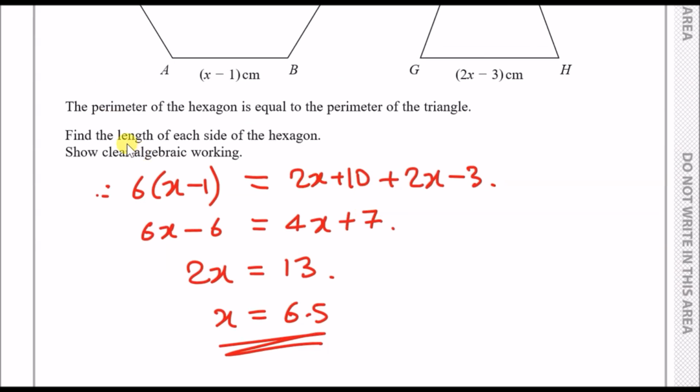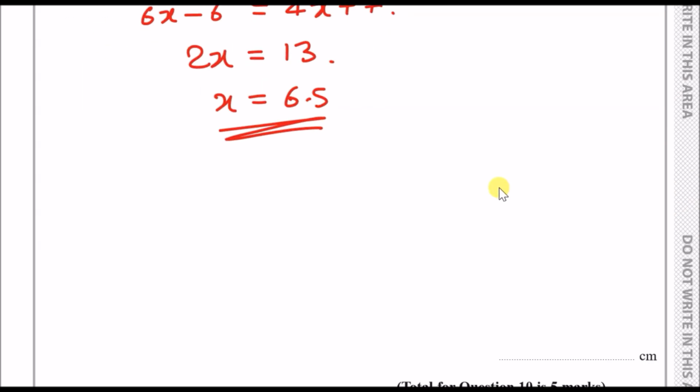And it says here to find the length of each side of the hexagon. Well, we know it's x minus 1. So wherever x is, which is 6.5, it'll be 1 less. So it's going to be 5.5. So that's your answer, guys.